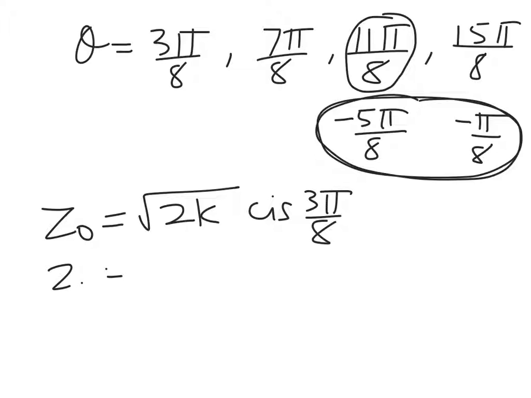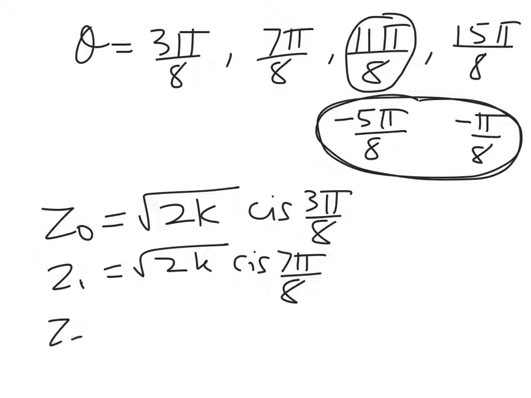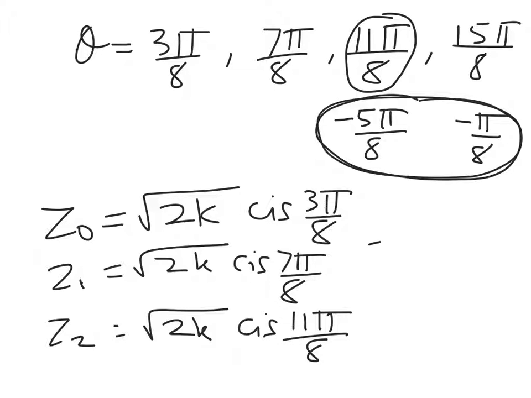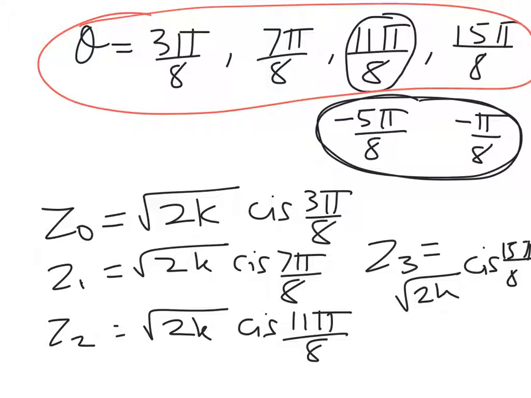The second one, root 2k cis 7 pi on 8. Next one, root 2k cis 11 pi on 8. And the last one, z cubed, root 2k cis 15 pi on 8. Now, just if you are doing this in a screaming hurry in the exam, be really careful that you don't find these and just stop there.